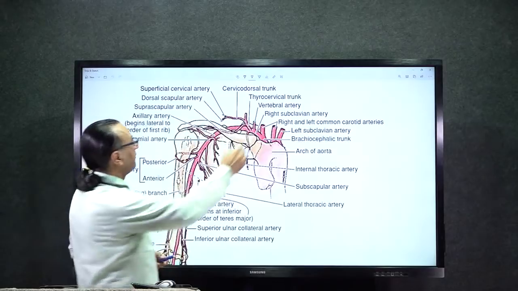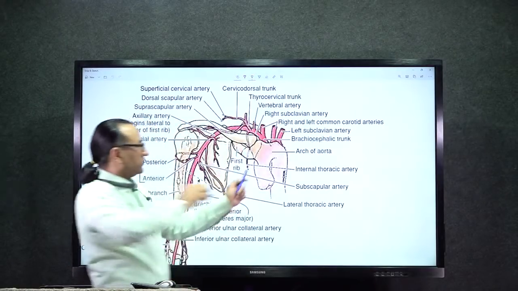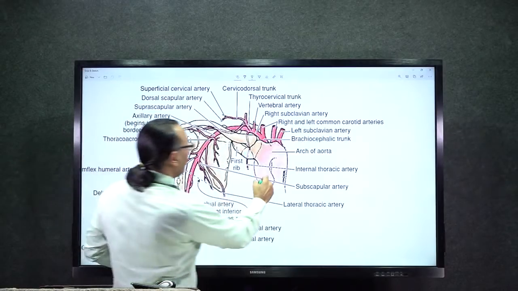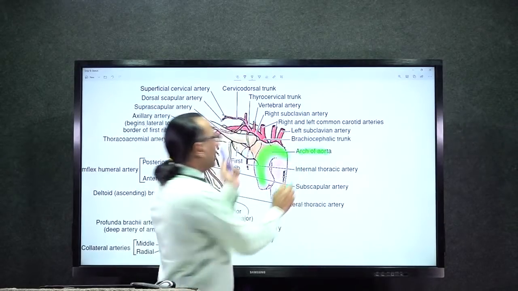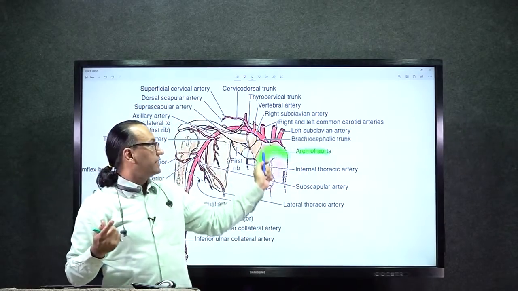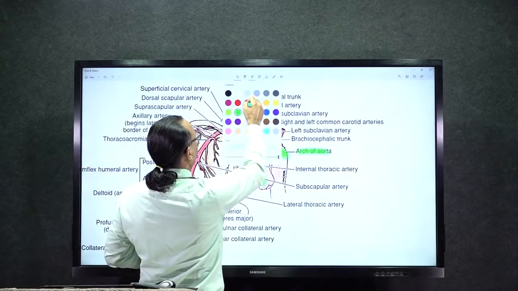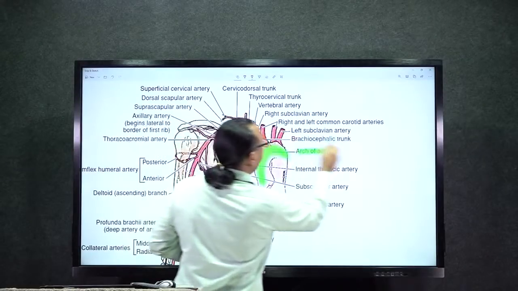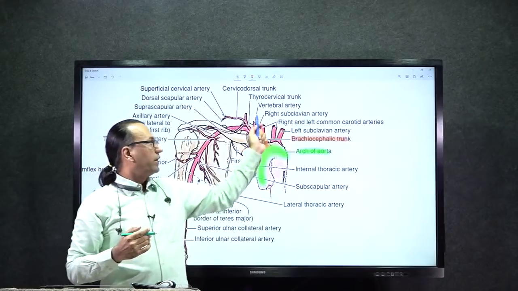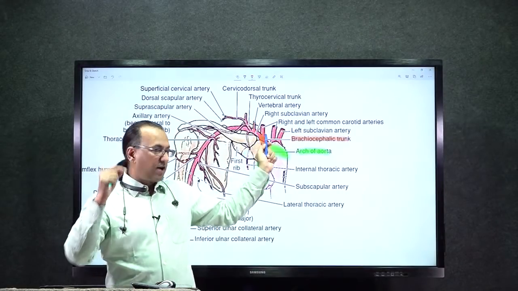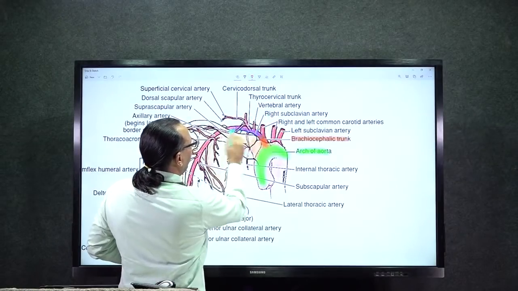You can discuss some of the details. You will notice that this is the heart giving us the arch of aorta. And what is the arch of aorta giving? It will give 3 branches, and the first branch is the brachiocephalic trunk. Now, as you talk about this brachiocephalic trunk, it is called so because it will divide into 2. One is the right subclavian artery, one is the right-sided common carotid artery, and we are following the right-sided subclavian artery.